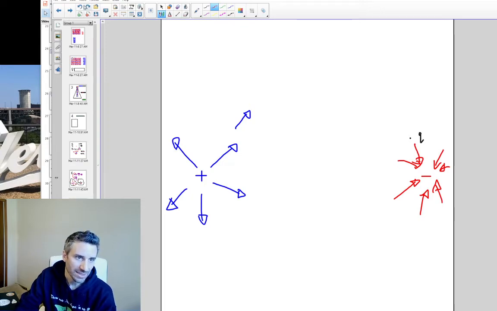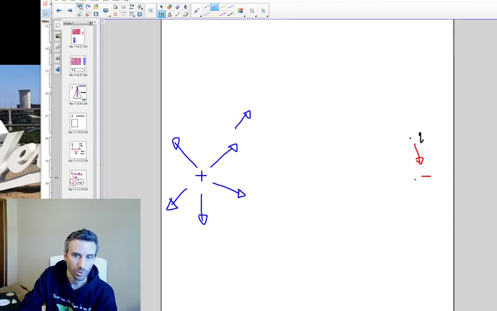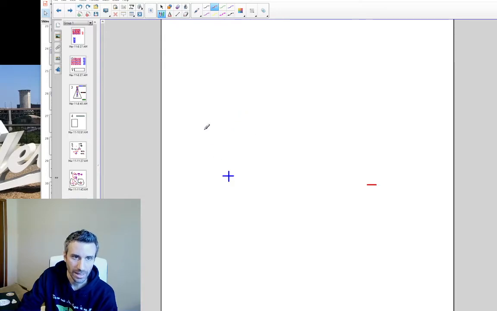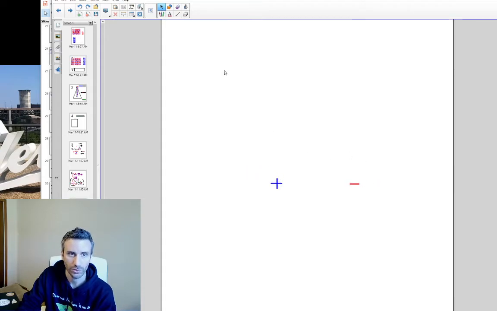But what if we instead don't just have monopoles? These are monopoles. They have one charge. But what if instead we bring the two charges together? They are no longer in isolation. They are now so close to each other that you have to consider what happens to the electric field for the two.